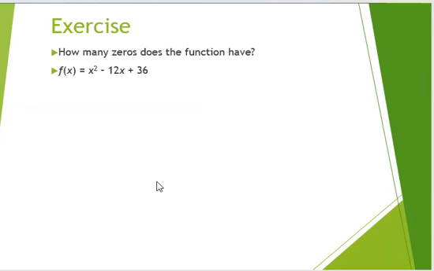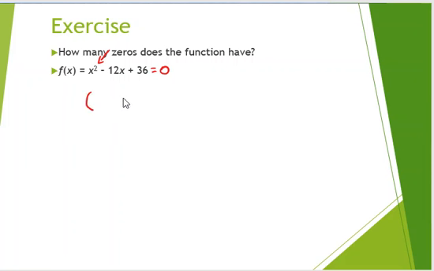How many zeros does the function have? Because this is second degree, see here? It's the second degree, so we must have up to 2 real solutions. And let's find those solutions. So I'm going to set it equal to 0 because I'm finding the zeros of the function.